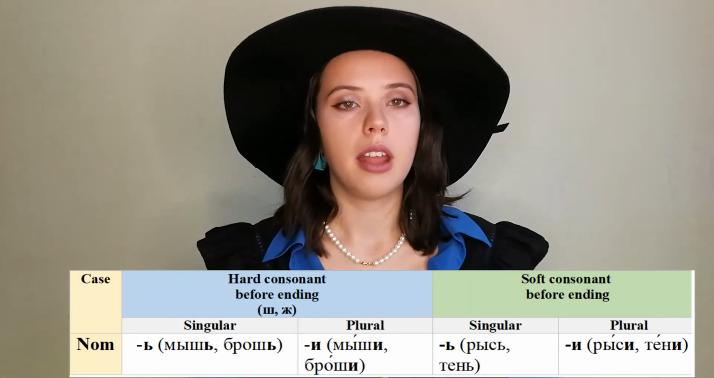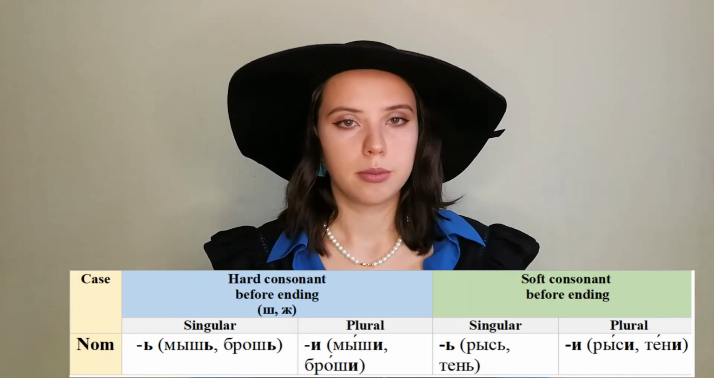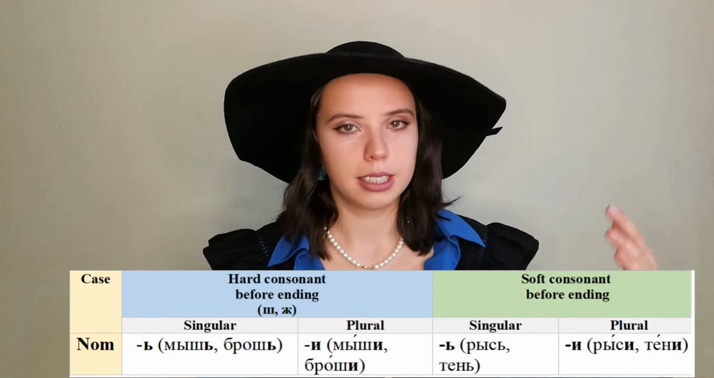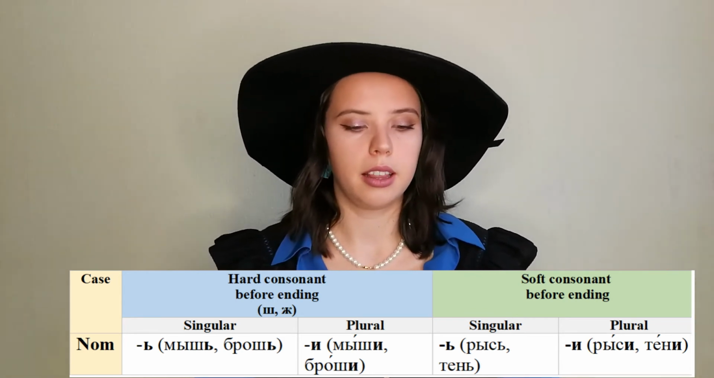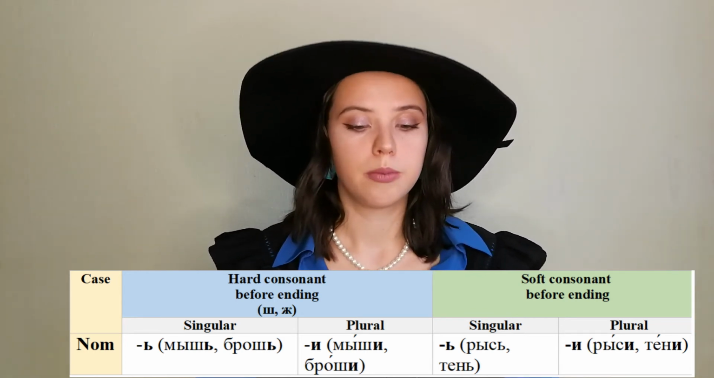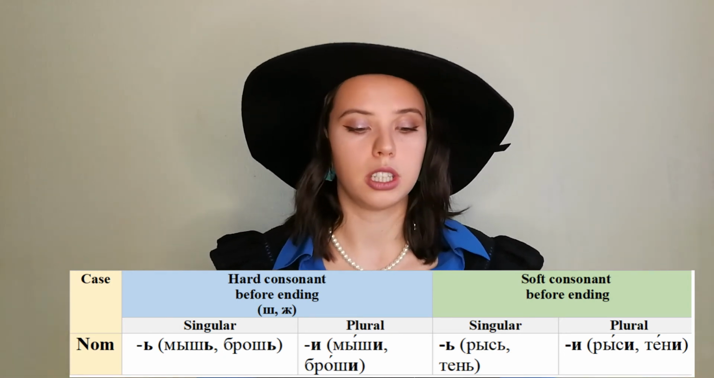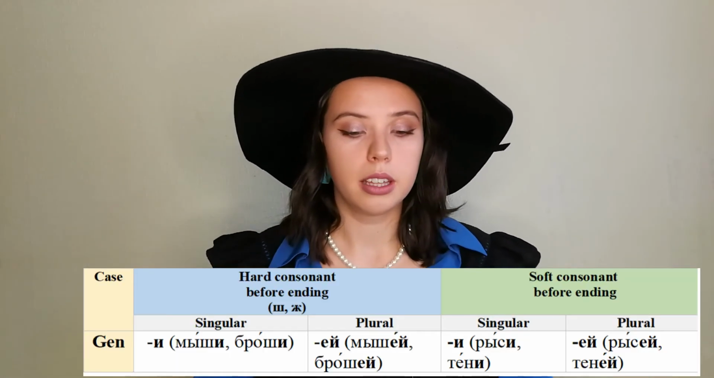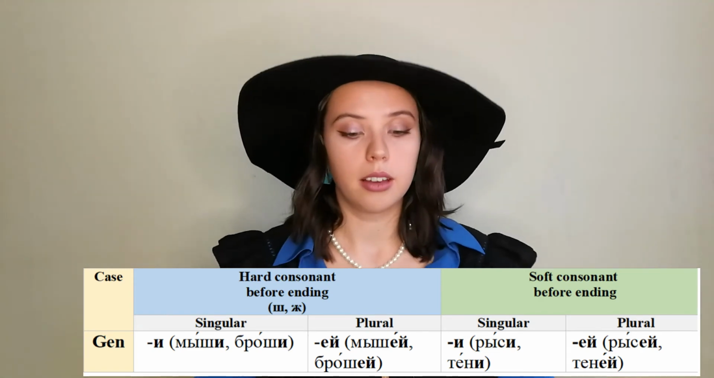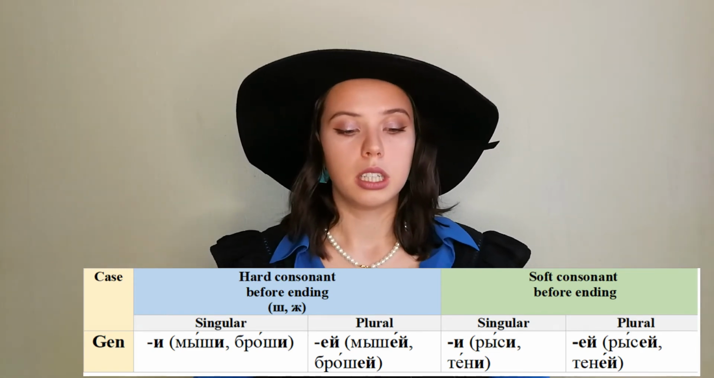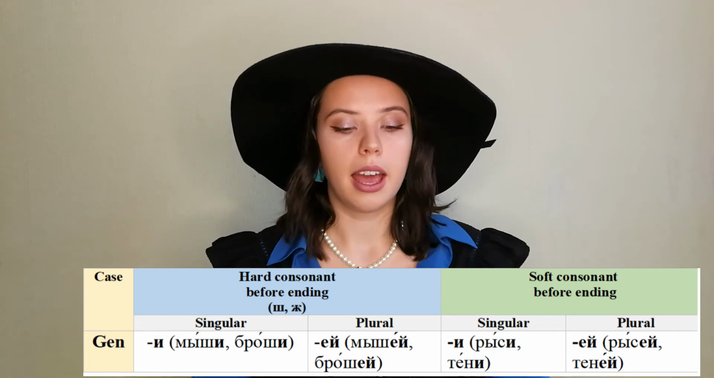Okay, so for the nominative we will have zero ending, but still we put a soft sign in the end, like мышь or рысь, for example. Yeah, I read hard and soft versions. For the genitive, it will be и ending for both. Мыши, рыси, ending и.